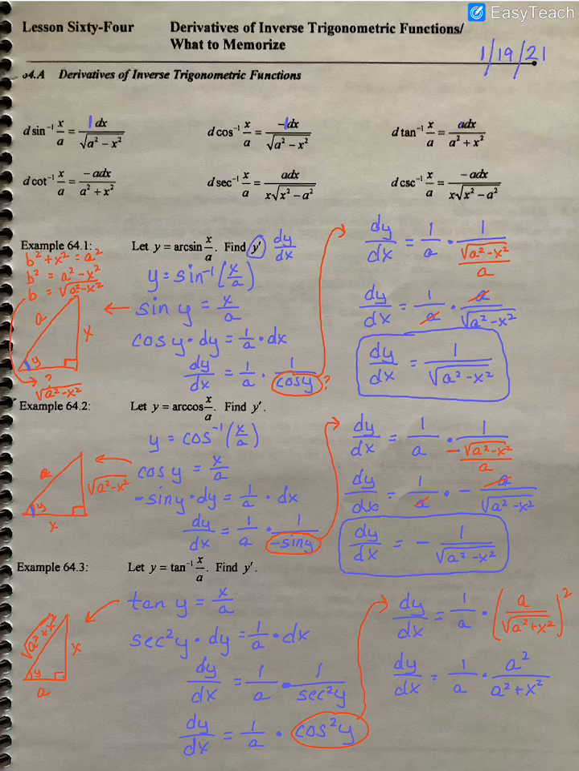Now, keep in mind, important detail, we can't cancel the a squareds because the a squared in the denominator is part of a squared plus x squared. However, you can cancel a single factor of a. This a in the denominator can cancel with one a from the numerator. So, final answer, dy/dx is equal to 1/a, or in other words, a over a squared plus x squared.